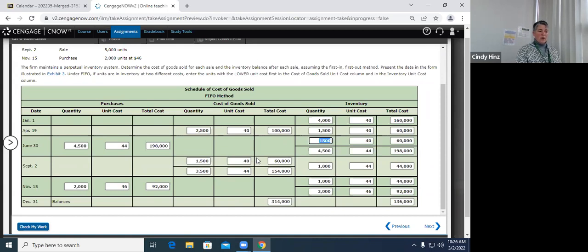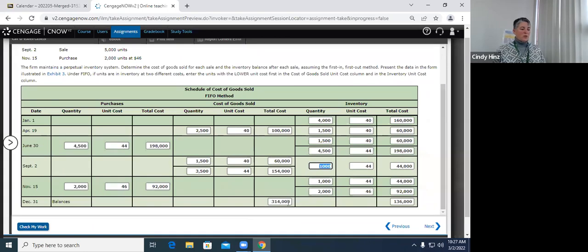So we sell all of those, but we don't have 5,000 of those. So we sell the 1,500 we have, and then we sell another 3,500 to get up to the 5,000 total. Those 3,500 had a price of $44. And then of this 4,500 we had at $44, we have just 1,000 left. 1,000 at $44, a total of $44,000 for the inventory. We make another purchase in November. We now have 2 layers, the $44 and the $46 one. So we're in a period of rising prices. The final line is for the end of the year balances.